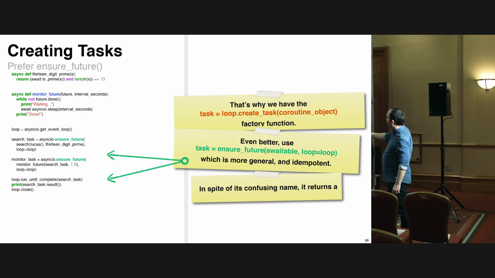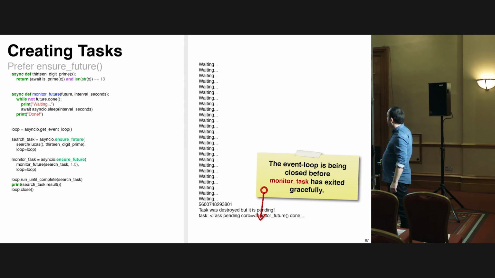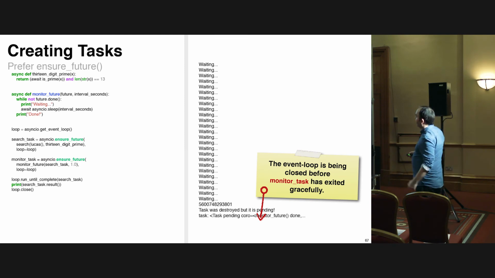So I just modified my code over here to use ensure future to create the tasks. So I get a search task and a monitor task, and I run the search task until complete. Of course, the behavior of the program hasn't changed, and I still have this problem with the monitor task not being complete, still running when the search task completes. Yeah, I haven't given all the tasks opportunity to finish.